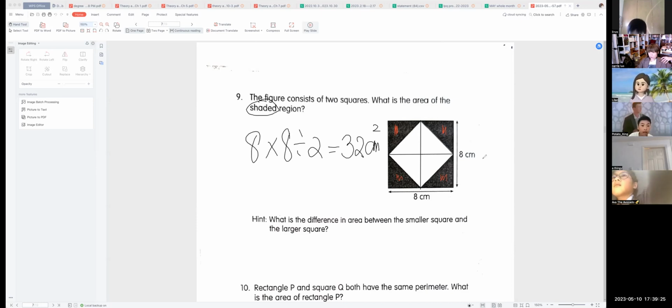So the bigger square, the area is 64 centimeters square, correct? Yeah. So I cut them. So this one has been cut into 1, 2, 3, 4, 5, 6, 7, 8 parts, correct? So the black one is 4 parts, and the white one is 4 parts, correct? So 4/8 is also equals to what? 1/2. So it is exactly the half of 64. So the answer is 32 centimeters square.